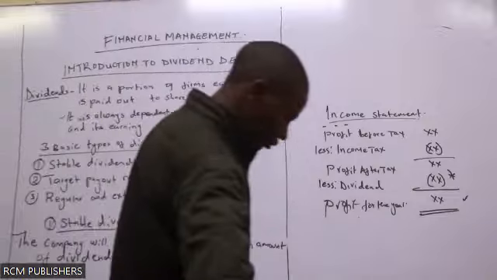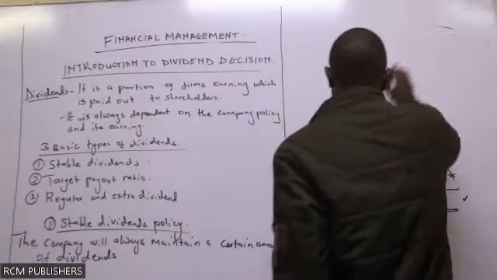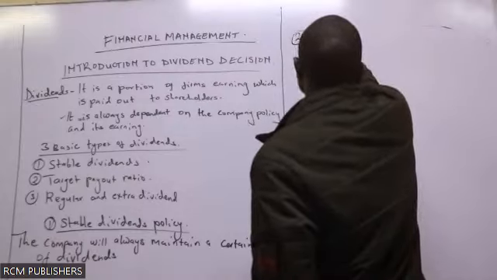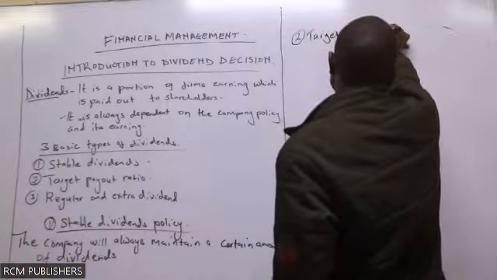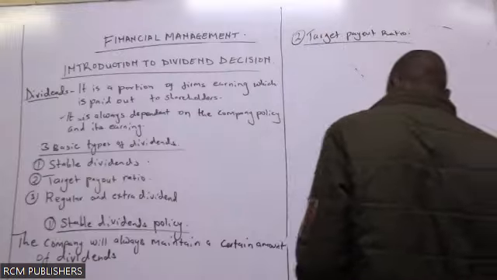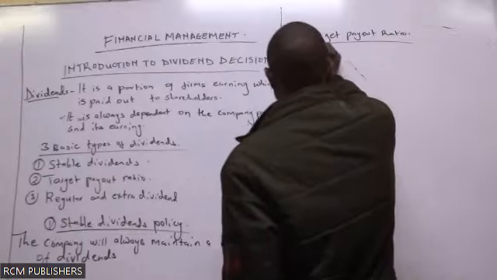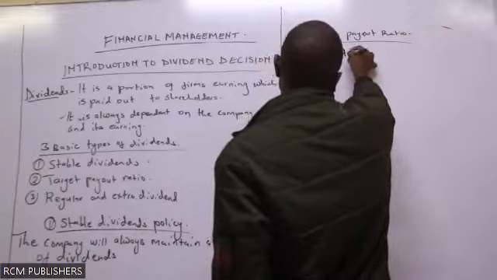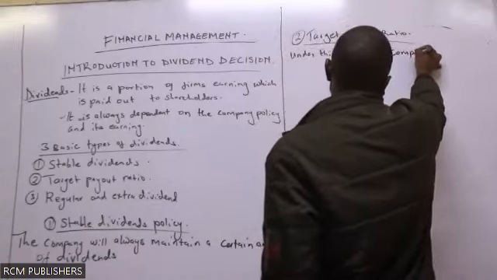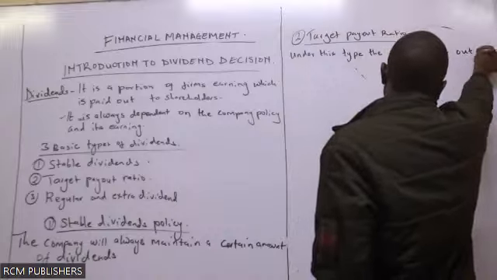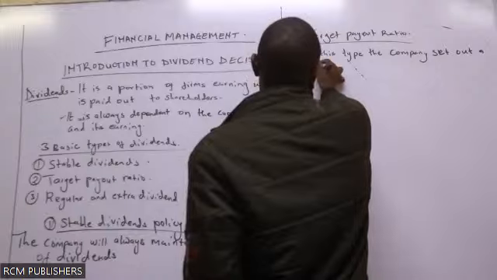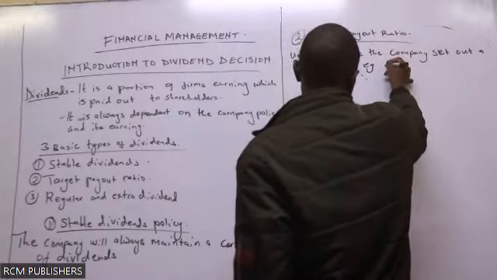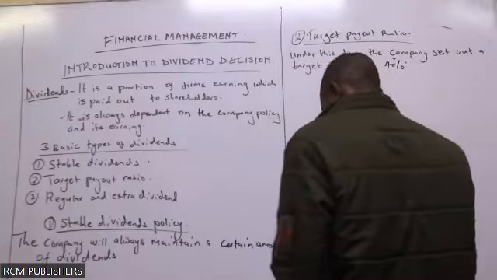The next one is target payout ratio. The company sets a target payout ratio. For example, maybe they can say the payout ratio is 40%. You may see questions where they have set it like that.